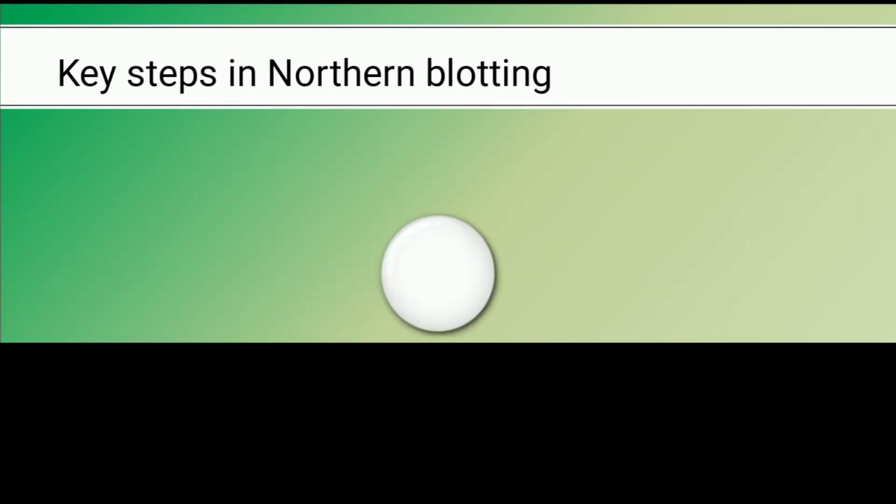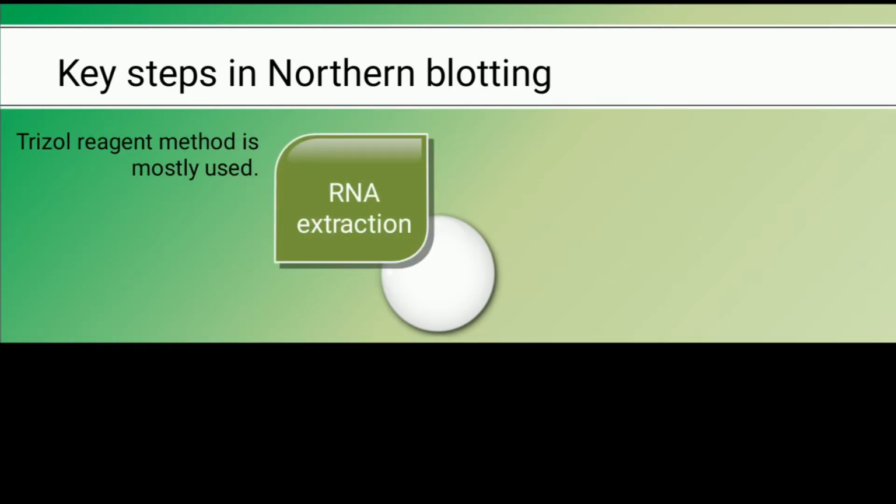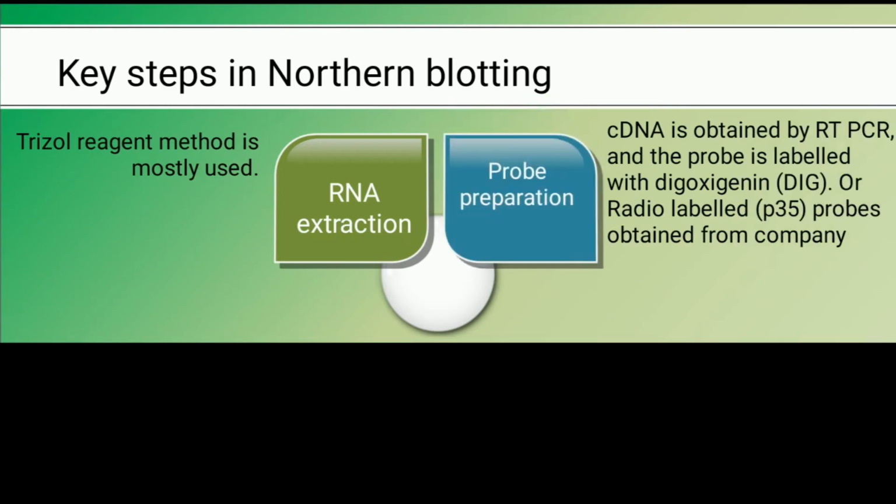Now we will see the major steps involved in northern blotting. The first step is extraction of RNA from the organisms. It may be plant, animal or cell cultures. So generally the popular Trizol reagent is used, following the vendor's protocol, to extract the RNA. The extraction of RNA needs more attention since RNA is prone to degradation very fast.